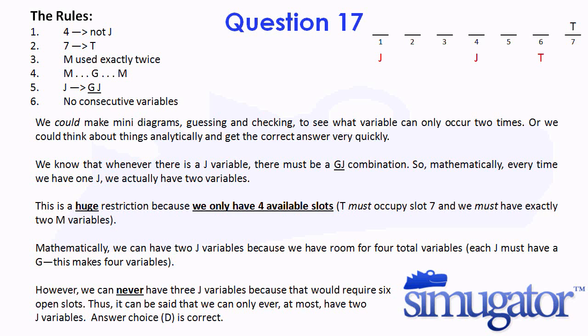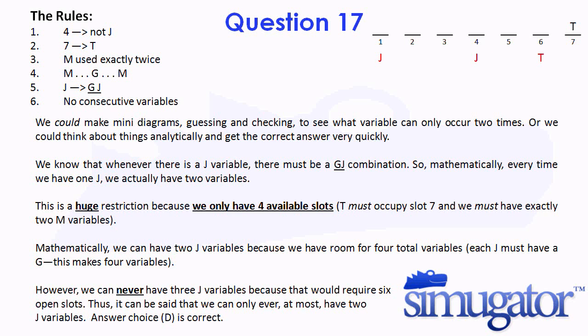We know that whenever there is a J variable, there must be a GJ combination. So mathematically, every time we have one J, we actually have 2 variables, G and J. So that's 2 times. This is a huge restriction because we only have 4 available slots. If you recall, T must occupy slot 7, and we must have exactly 2 M variables. So 7 slots minus 3 that are already taken means that we only have 4 available slots.